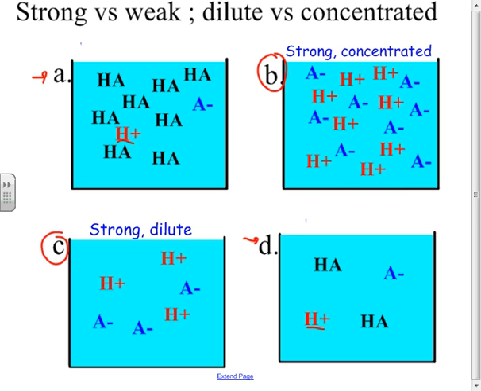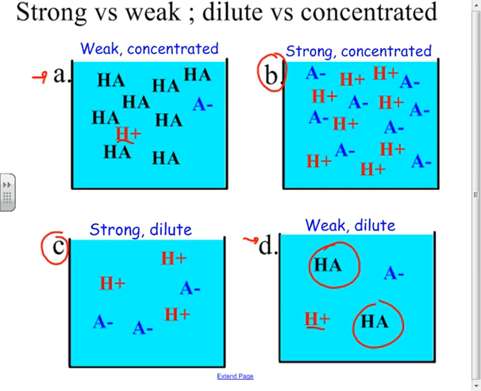D we would describe as a weak dilute. Weak because whatever acid is there dissociates to a small extent. Most of it stays in the undissociated form. And A we would describe as a weak concentrated, because it's concentrated because there's a lot of it there, weak because little of it dissociates. So the terms strong and weak refer to how much the acid dissociates. The terms dilute and concentrated refer to how much is present in that solution.